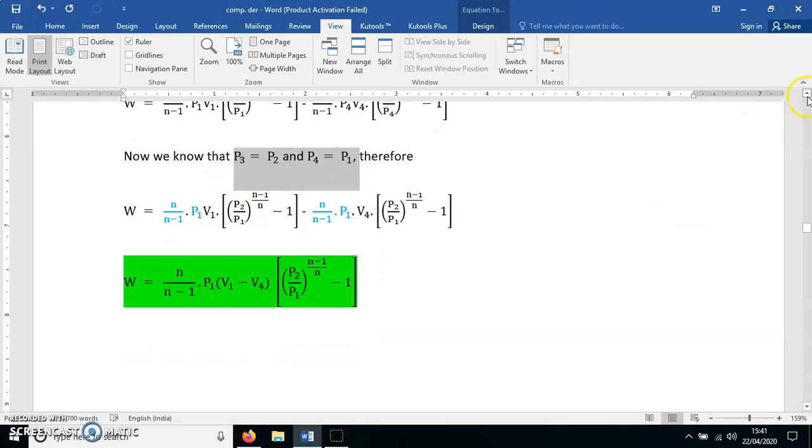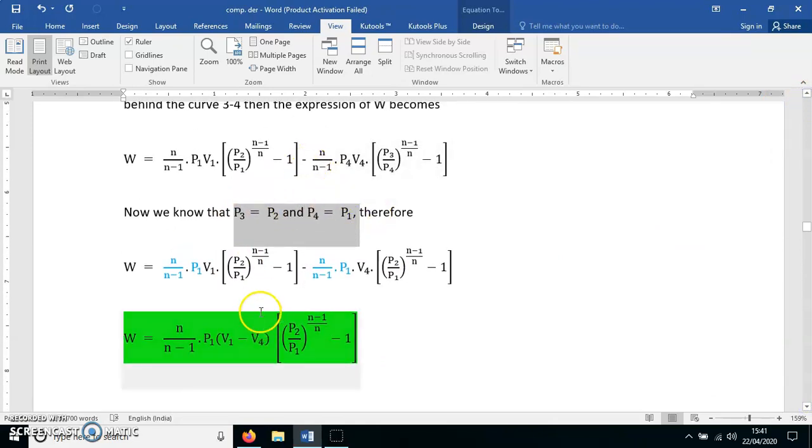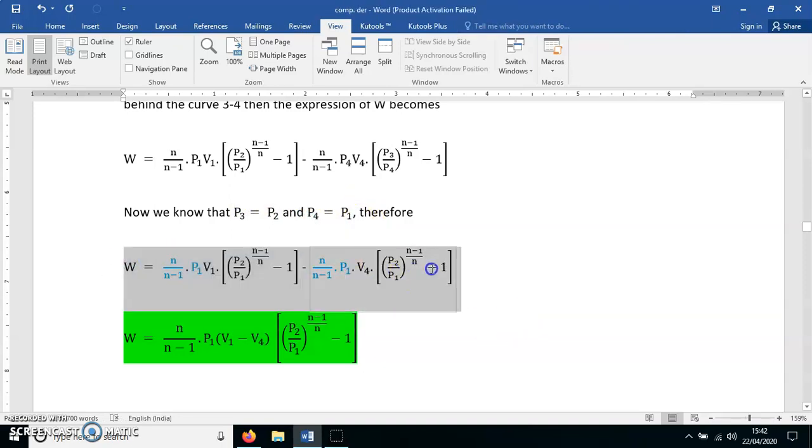Now put these values in this expression: n upon n minus 1 P1 V1, P2 by P1 raised to n minus 1 upon n, minus 1. The first term is as it is. Only the second term is changing. The P4 value is written as P1. You can see P4 is replaced by P1. And P3 is replaced by P2. So P2 is coming here. Everything remains the same. So this derivation is modified by putting the values of P3 and P4 as P2 and P1 respectively, and I am getting a new equation here.